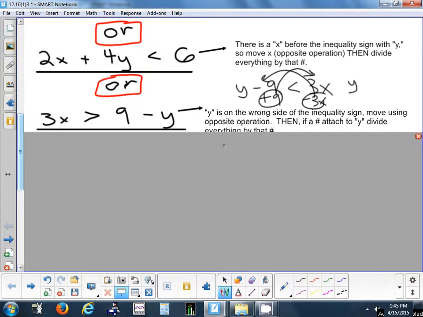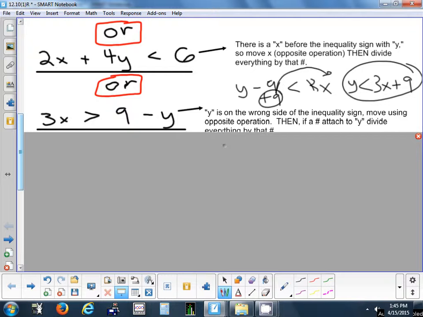Actually, no, I'm sorry, I lied. I saw Mr. Hager's face. All I'm going to do is, x is already in the right space. I'm sorry, x is already there. I'm just going to move this over here. So it'll be y greater than 3x plus 9 after I rearrange. You guys don't have to write that down. I'm just showing you how it would work. All right, so those are some different examples.